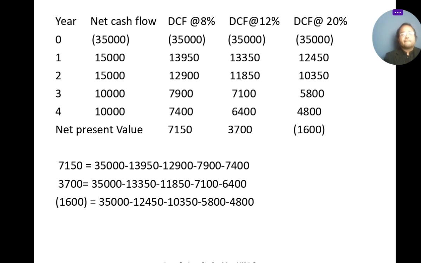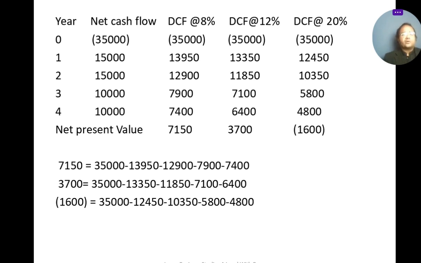The discount rate is at 8%: the discounted cash flow is 13,950. At 12%, it is 13,350. At 20%, the discounted cash flow is 12,450. In year two to year four, you have different discounted cash flows at different rates. Now the net present value at 8% is a positive 7,150. At a rate of 12%, the NPV is positive 3,700. At a 20% discount rate, it is negative 1,600.